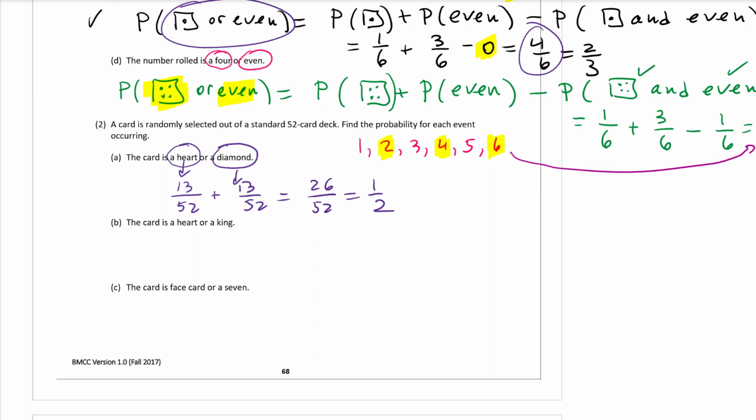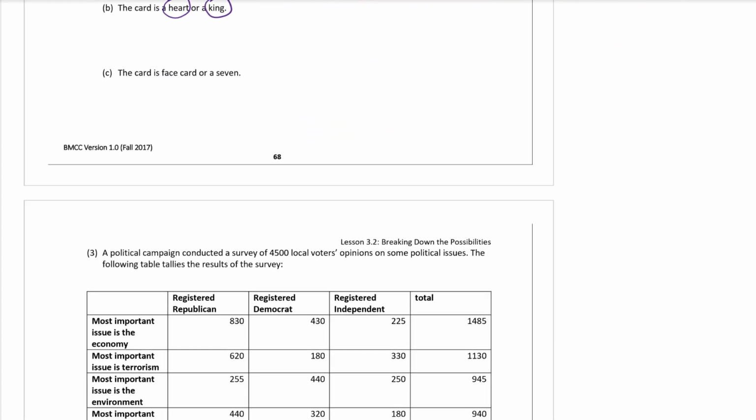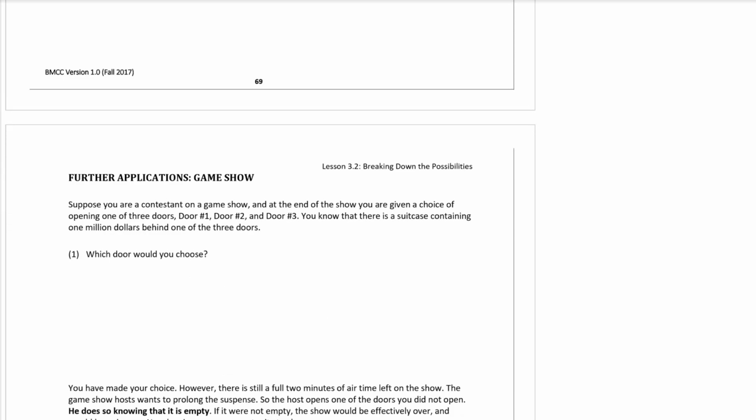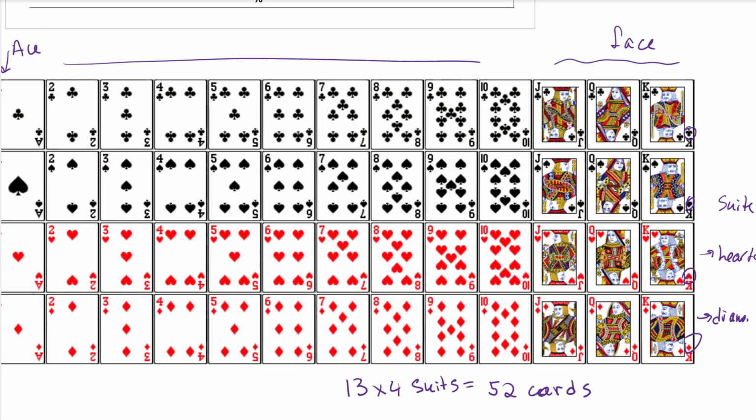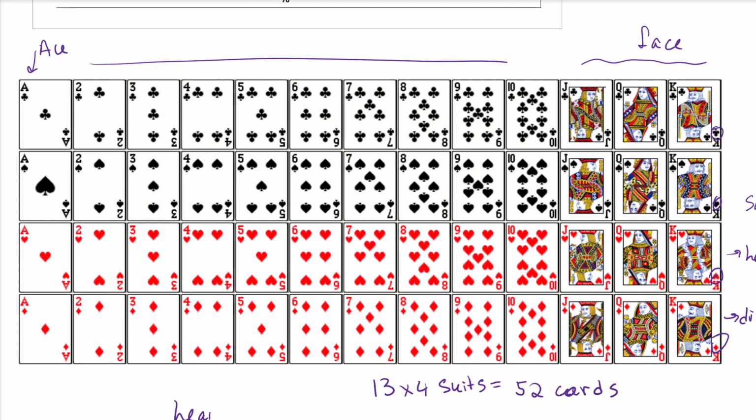All right, I'll give you a moment to calculate the probability that the card is a heart or a king. A heart or a king. All right, let me give you a moment to write down your answer. A heart or king?